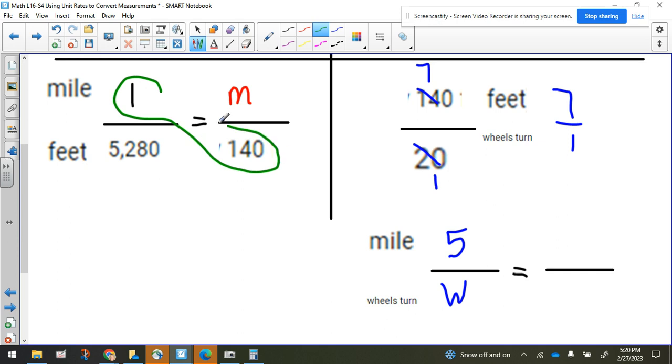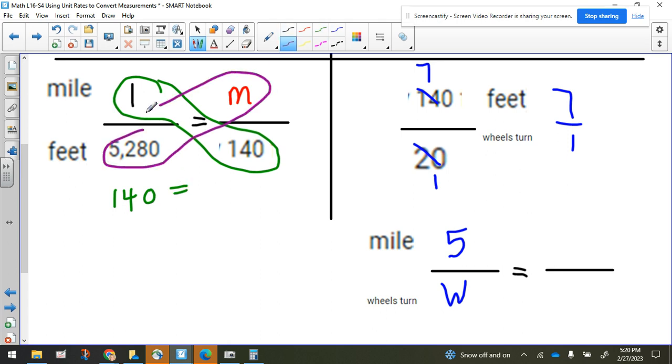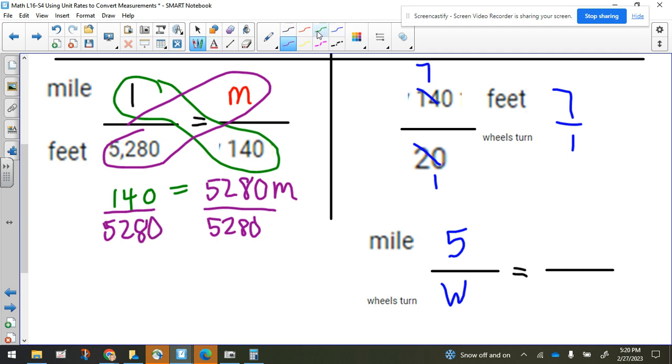So if we went ahead and did this cross product, 1 times 140, that would equal 140. And the other cross product going this way would be 5,280 multiplied with m. And if we were to solve this, the opposite of multiplying a variable with this number would be to divide by this number. So we would do that on both sides of the equation. All right, and then what would happen on the right side? Well, this would simplify and equal 1, and 1 times m would equal m.